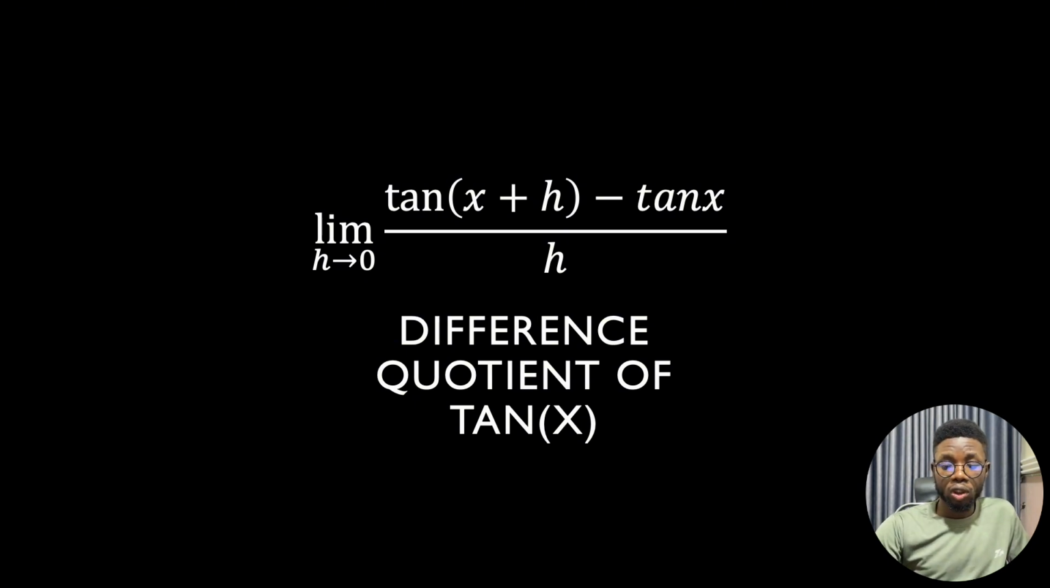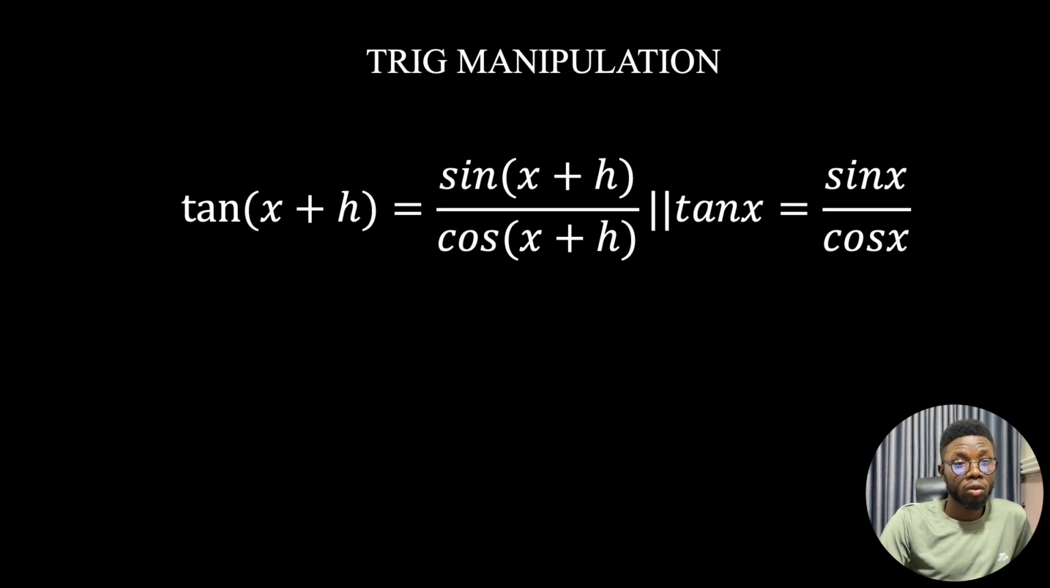So what we're going to do first is manipulate our trigonometric ratio. Without manipulating the trigonometric ratio, we will not be able to find the difference quotient, which will help us find the derivative that we require. We're using the fact that tan x is the ratio of sine x to cos x. So if tan x is the ratio of sine x to cos x, then let's get into it.